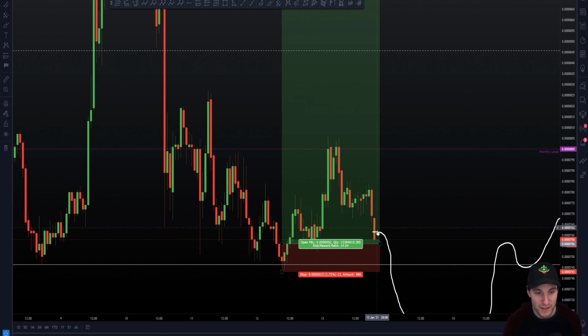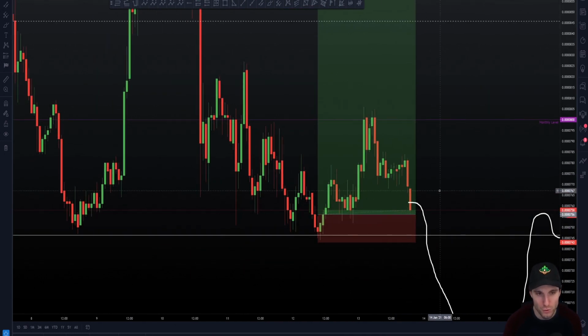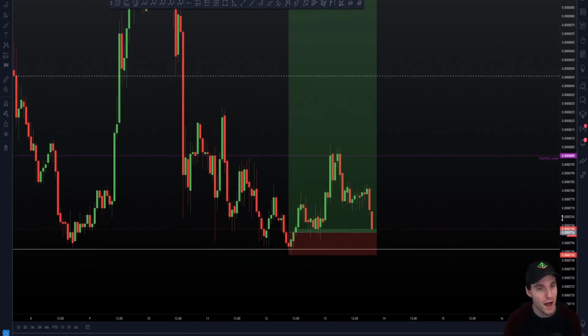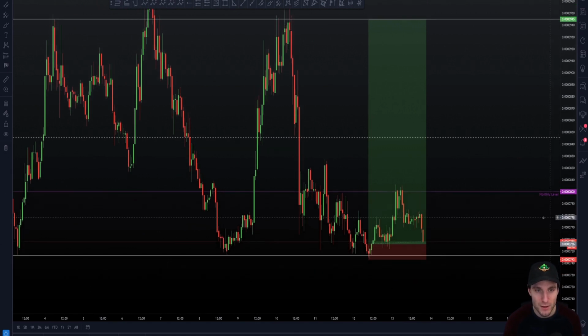And obviously now we are making our way all the way back down to entry. So that's something to bear in mind. We're making our way all the way back down to entry, so I might get stopped on the rest of the position, maybe. But yeah, this was my opinion on EOS.